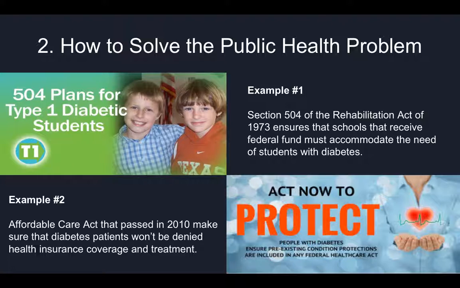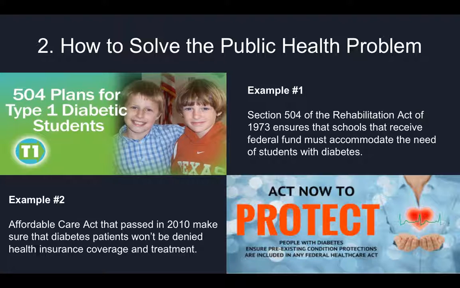Section 504 of the Rehabilitation Act of 1973 ensures that all schools that receive federal funds, including public and private schools, must accommodate the needs of students with diabetes, so staff members are trained to monitor glucose level and are capable to respond to medical emergency. Students are permitted to fully participate in all school activities like normal students and are allowed for extra day off for doctor's visit.